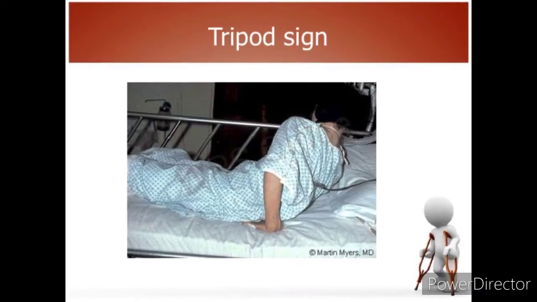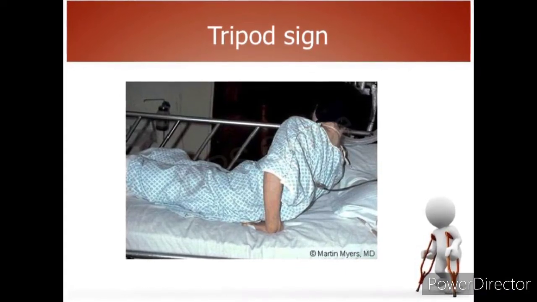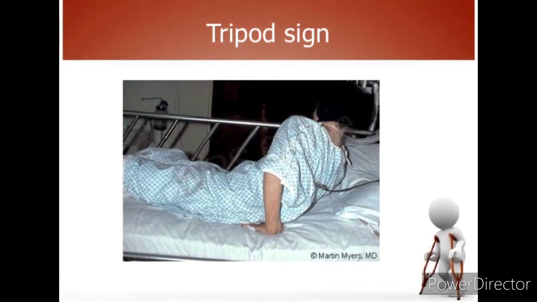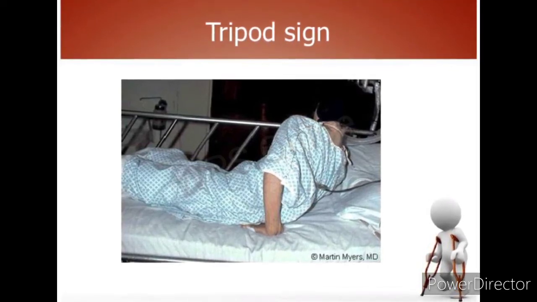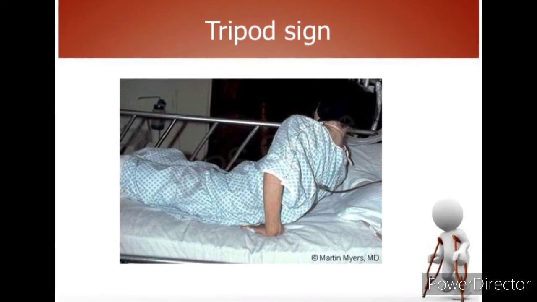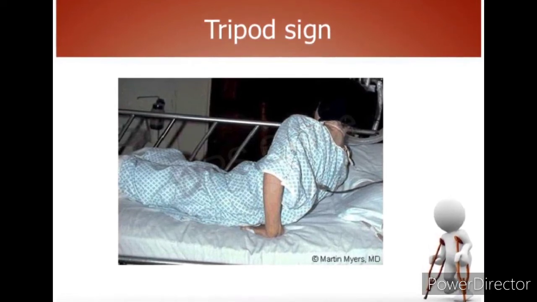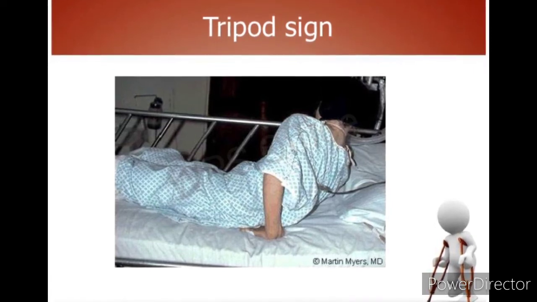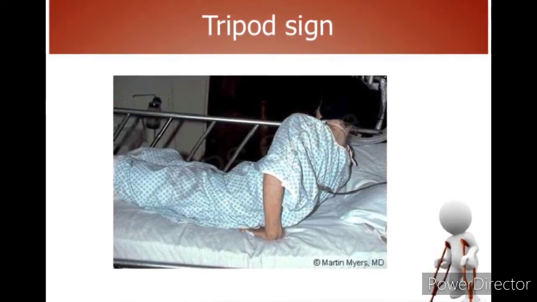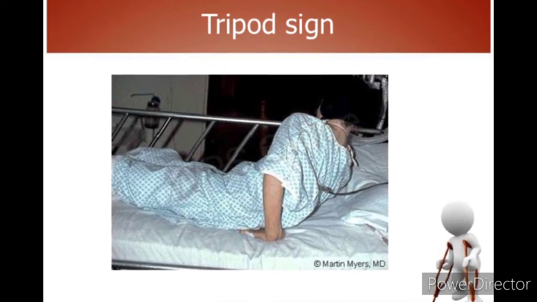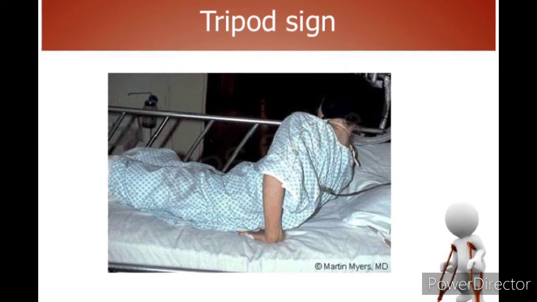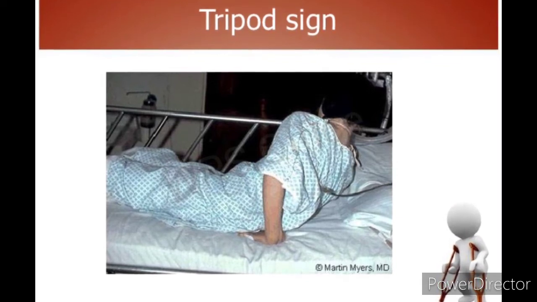In the tripod sign, what will happen while leaning? The head of the patient will be leaning forward, and the patient will support their arms on the knees, like a tripod. Leaning forward, supporting the hands on the knees, this is known as the tripod sign. It is also seen in COPD patients. This is caused due to meningeal irritation in poliomyelitis.